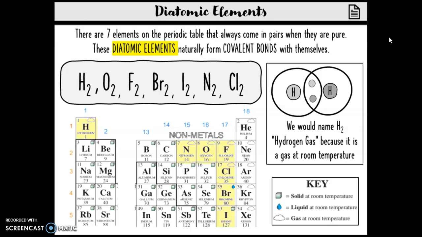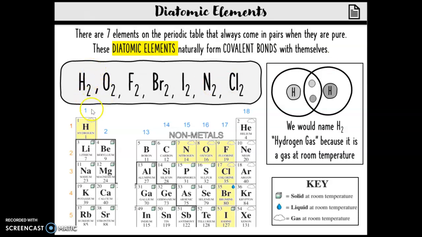And we have to remember these 7 elements, because when you're doing these equations, if you have one of these elements by itself, you always have to remember that it has to have a 2 subscript, okay? So like, for example, if there is an oxygen on your product side and oxygen is by himself, you're going to have to know that he's going to be O2, not just O. All right, so these are those 7 diatomic elements we have to know.